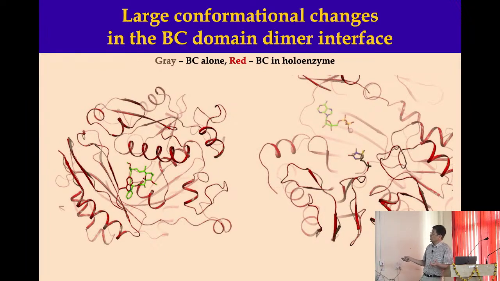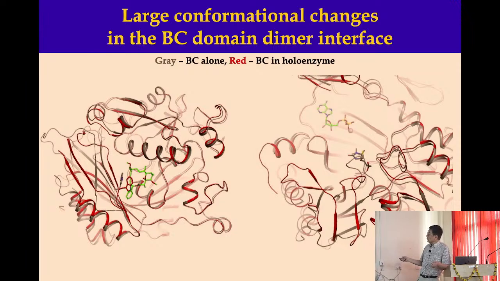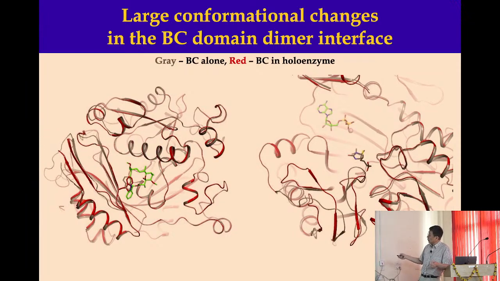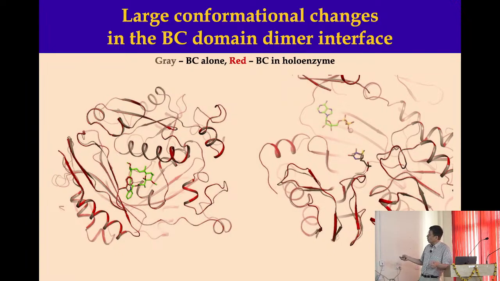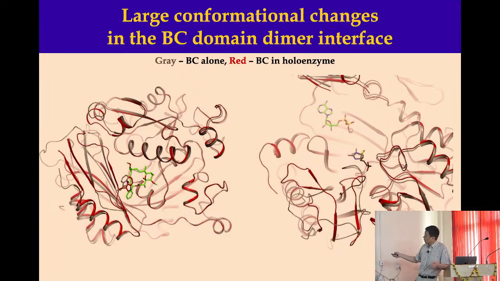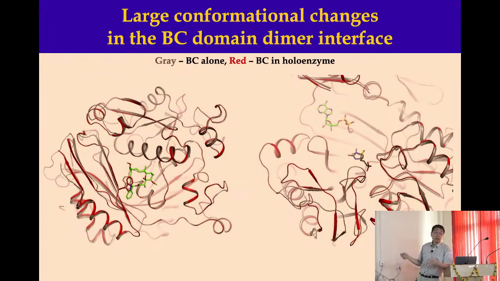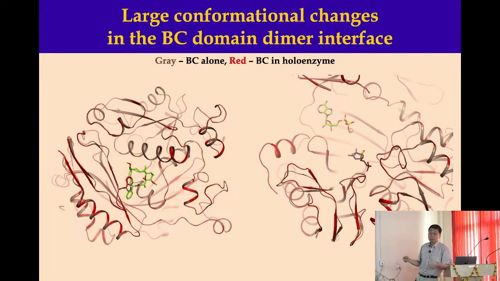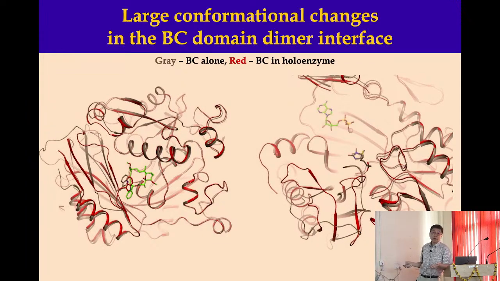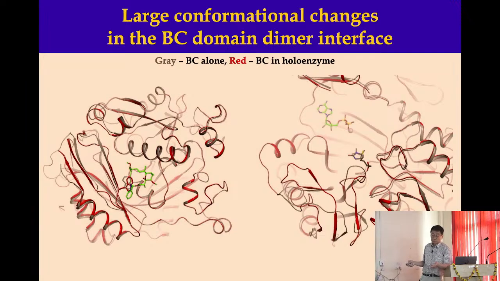And in addition, we see large conformational changes in the active site of BC. So BC requires ATP and biotin. Biotin is right here. It turns out in the BC enzyme alone, a loop of BC sits where biotin is. That's how it's inactive, because it blocks biotin binding. And then in the holoenzyme, the loop moves away, biotin can bind, and everything can do catalysis.